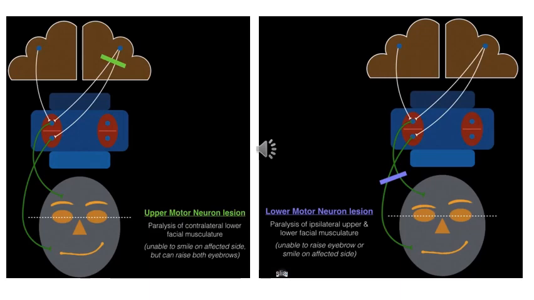And here what happens is that the parts supplying the upper part of the face and the lower part of the face are directly affected, since the last part of the nerve is cut. So that is the reason why in Bell's palsy you can see the whole half of the face, including the eyebrows, will be affected.